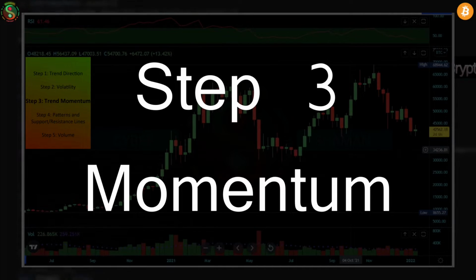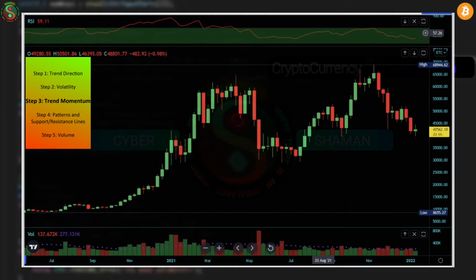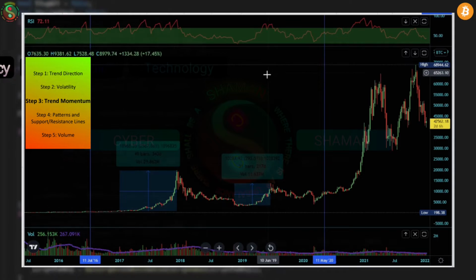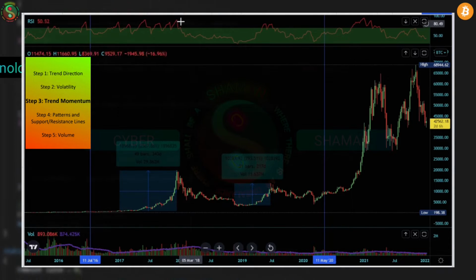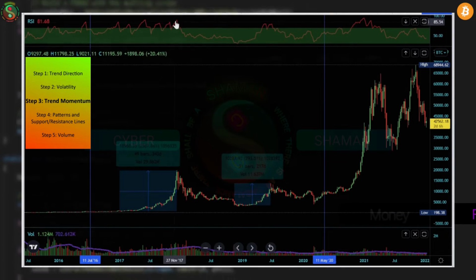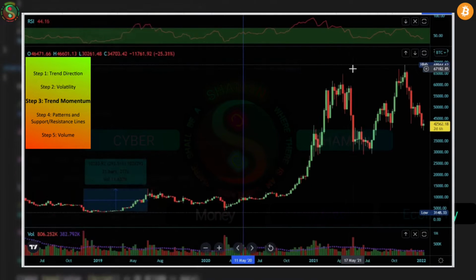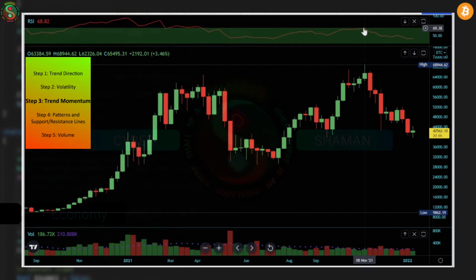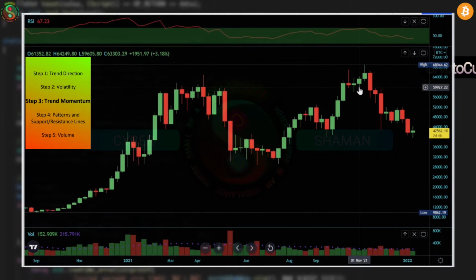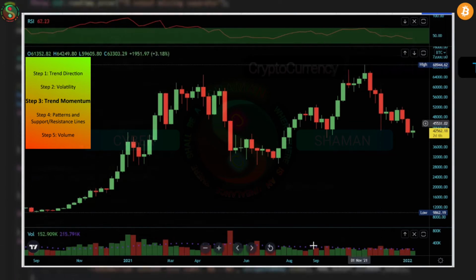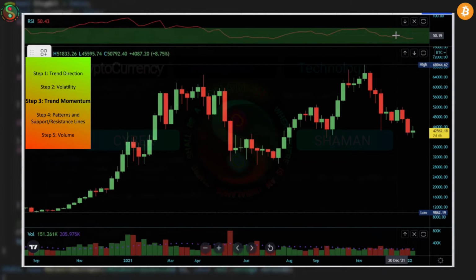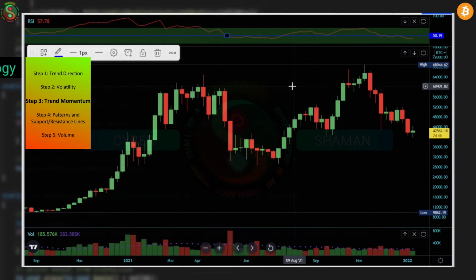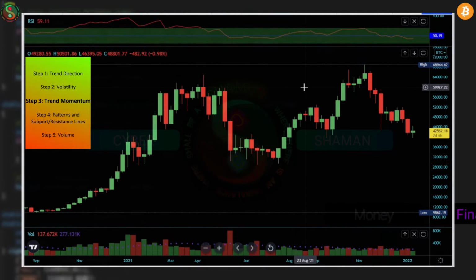Step 3 is momentum, and we are going to analyze RSI for that. Although the historical overbought area for Bitcoin on the weekly time frame has been around 80 and higher, the recent rejection at 70% shows the recent uptrend has not been strong. Currently, RSI is under the 50% level, which will act as a resistance now.